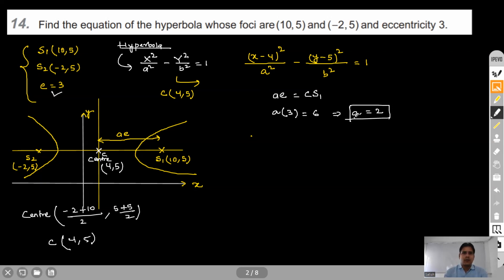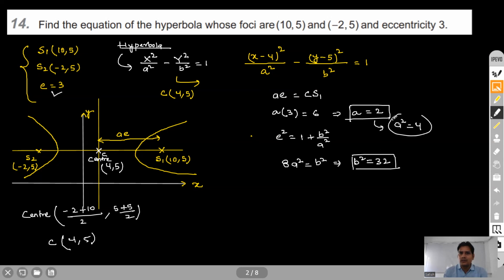Okay. Now, we got the value of a. We have to find the value of b. So we will use this eccentricity. We know for this hyperbola, eccentricity squared is 1 plus b squared upon a squared, right? And we know the value of e, 3, so that is 9 minus 1, 8, 8 times a squared. 8 times a squared is equal to b squared. So our value of b squared will be what? 8 into 4, that is 32. So we got the value of b squared as 32, and a squared as 4.